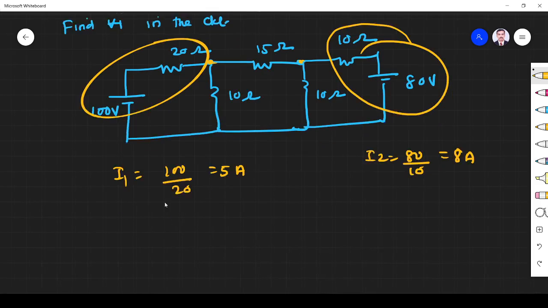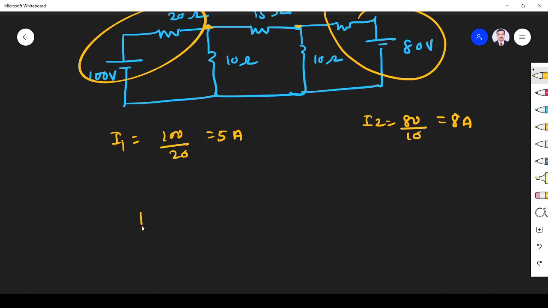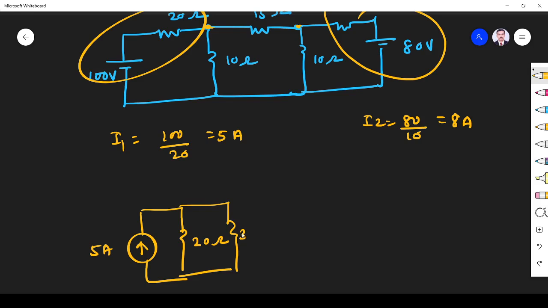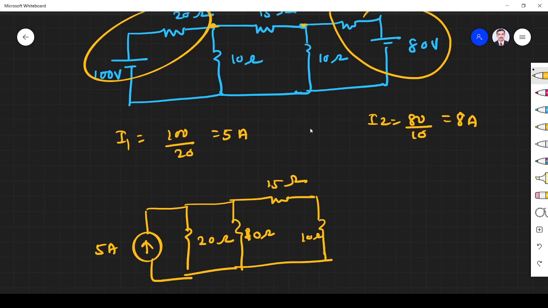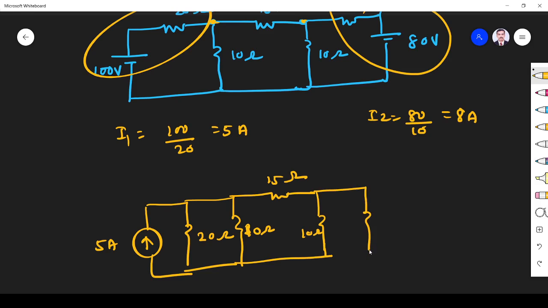Right? So I apply source transformation. So what is the current value? 5 ampere, right, in parallel with the 20 ohm. Next, this will come 10 ohm, 15 ohm. Here this 10 ohm. Next, 8 ampere should be parallel with the 10 ohm, right? So another 10 ohm, 8 ampere.